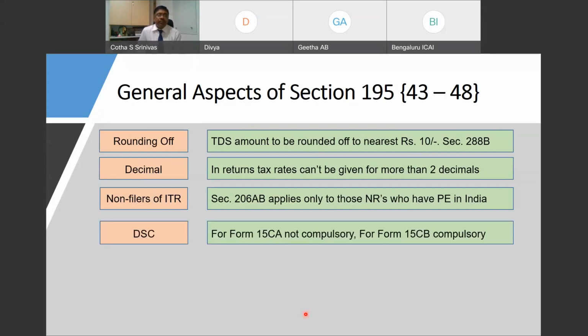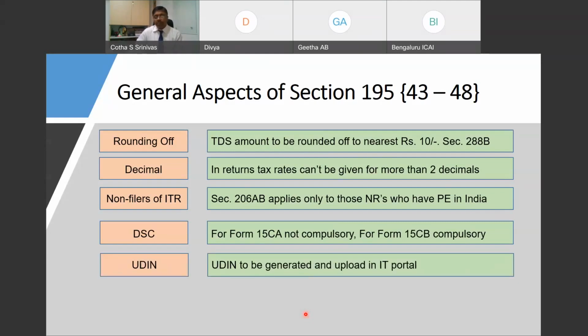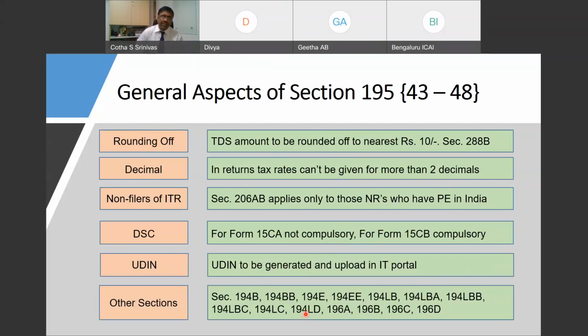DSC for Form 15CA is not compulsory. For Form 15CB, it is compulsory. So DSC is compulsory for filing Form 15CB. Every chartered accountant who has to certify his Form 15CB and upload it on the website has to compulsorily have a DSC. UDIN has to be generated and uploaded on the IT portal for every Form 15CB that has been generated. So these are some of the other sections where you can come across non-resident payments. These are some of the general aspects of section 195.